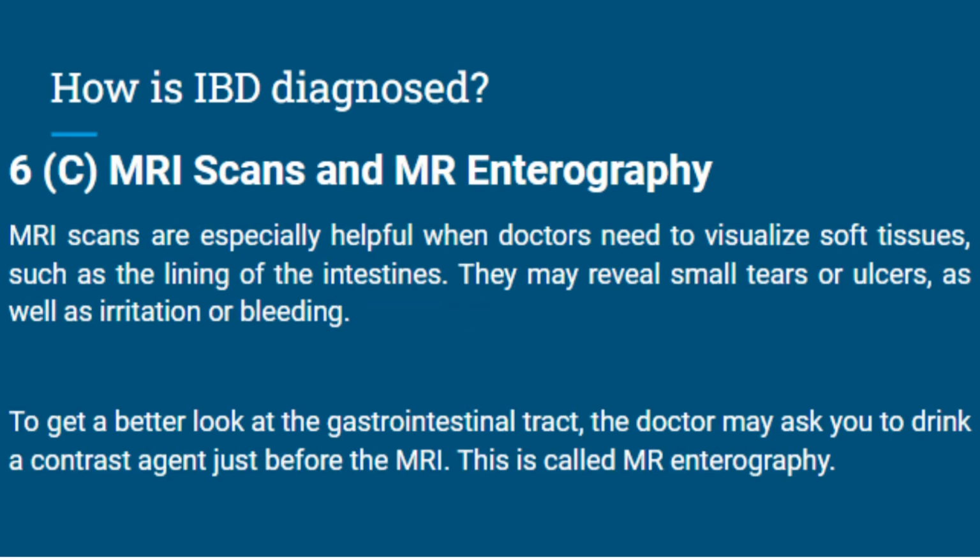6c. MRI scans and MR enterography. MRI scans are especially helpful when doctors need to visualize soft tissues, such as the lining of the intestines. They may reveal small tears or ulcers, as well as irritation or bleeding. To get a better look at the gastrointestinal tract, the doctor may ask you to drink a contrast agent just before the MRI. This is called MR enterography.